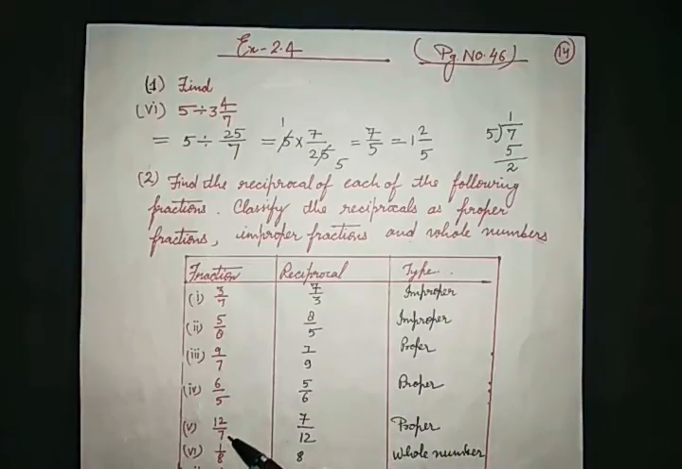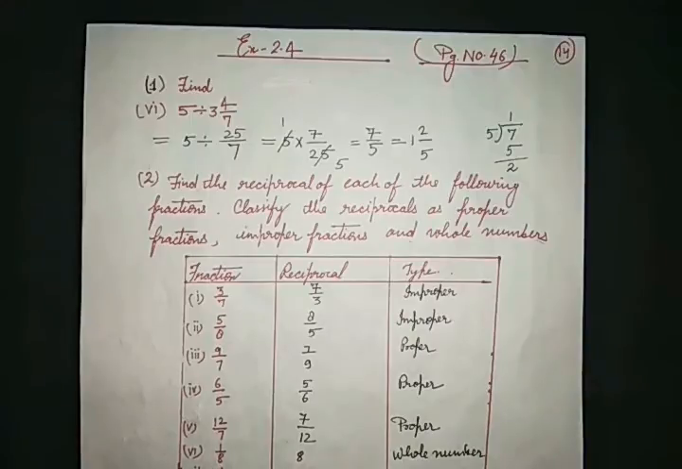Now see the fifth one. 12 upon 7. Its reciprocal is 7 upon 12. And it is a proper fraction because its numerator is smaller than the denominator. And the last two parts, you see, 1 upon 8. Its reciprocal is 8 upon 1, which equals 8. So 8 is a whole number.